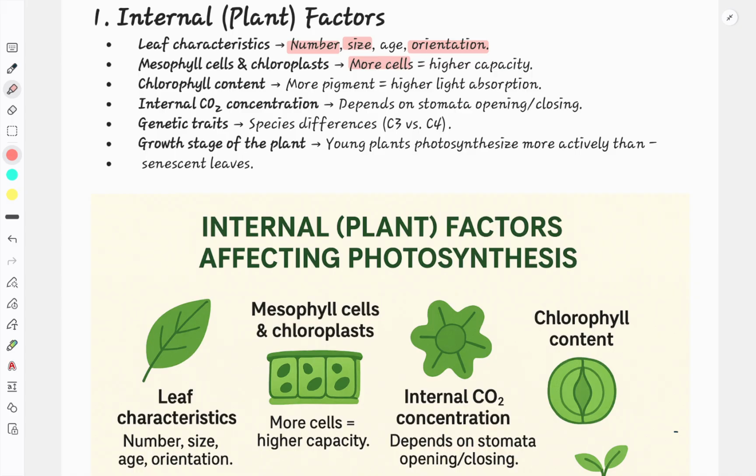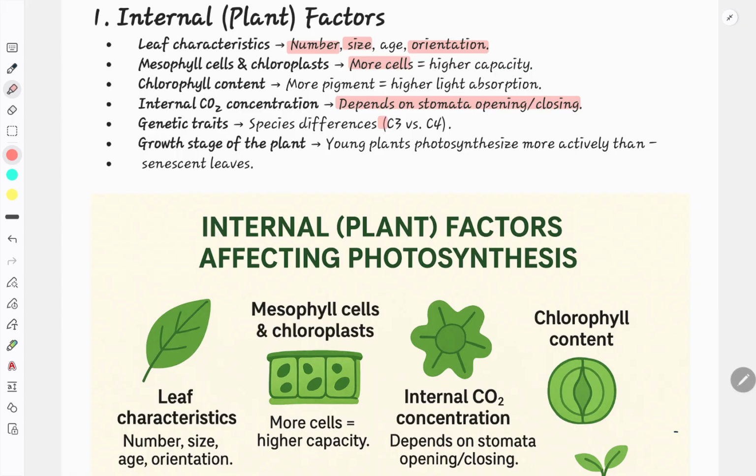Second one is chloroplast. The number of chloroplasts each cell has matters: a cell with more and more chloroplasts has higher capacity. Internal CO2 concentration. This depends upon the opening and closing of stomata.